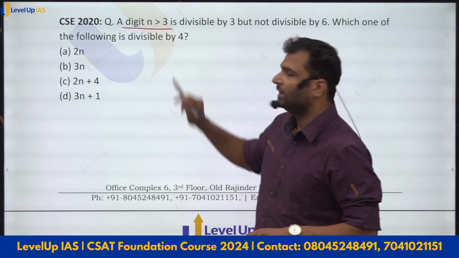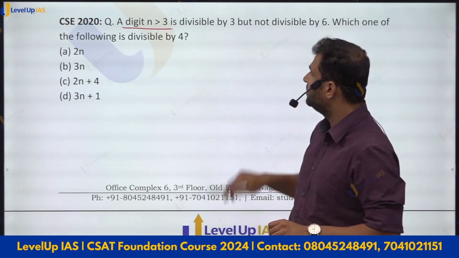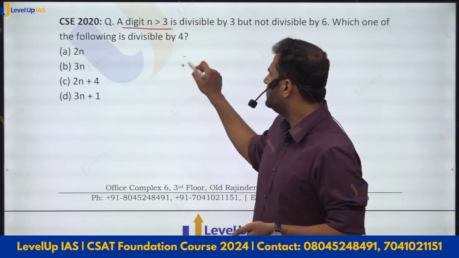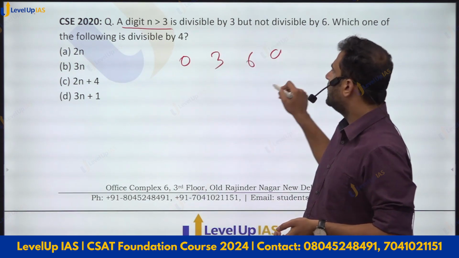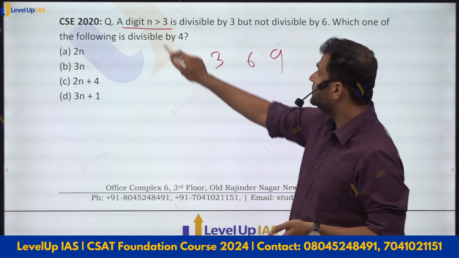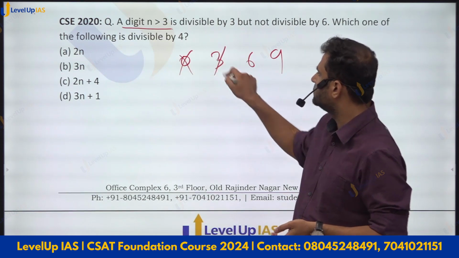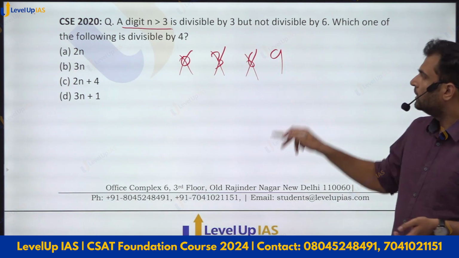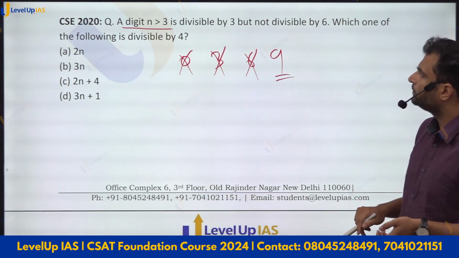A digit greater than 3, it is divisible by 3. Which are the digits that are divisible by 3? Anyway, it is just 0, 3, 6, 9. Out of which we want a digit greater than 3. So this is not allowed, this is not allowed. And it is not divisible by 6. So this is also not allowed. So only 9 we are talking about.